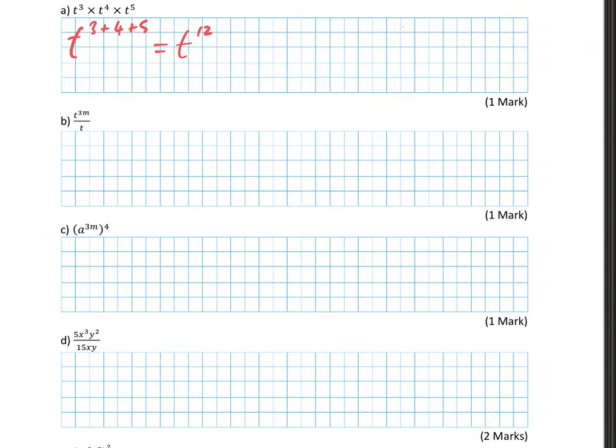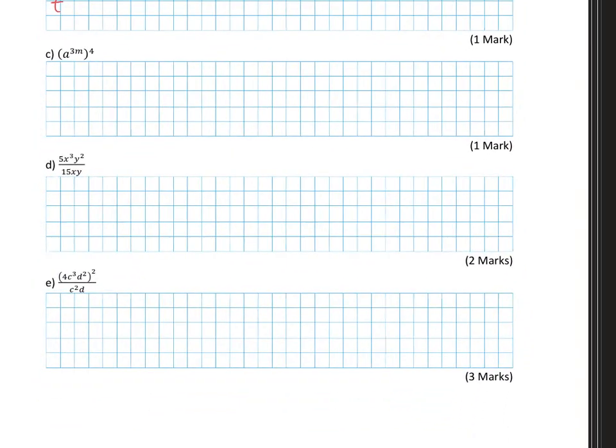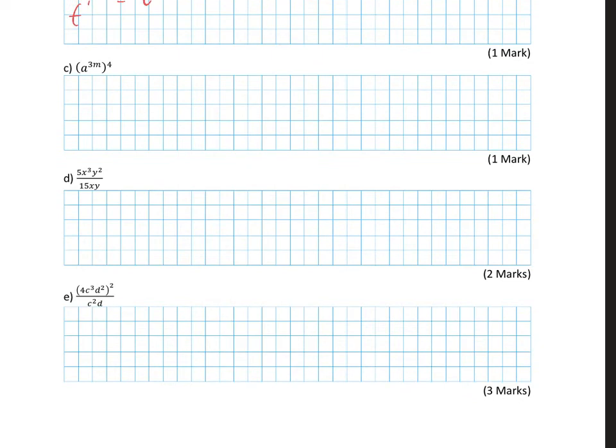Now you've got a division. I'm going to remind myself that t to the 3m, anything written with no power is to the power of 1. Because it's a division, you're subtracting. So it's going to be t to the 3m take 1. You have a bracket situation here, so it's going to be a to the power of 3m multiplied by the power on the outside. So that's going to be a to the power of 12m.